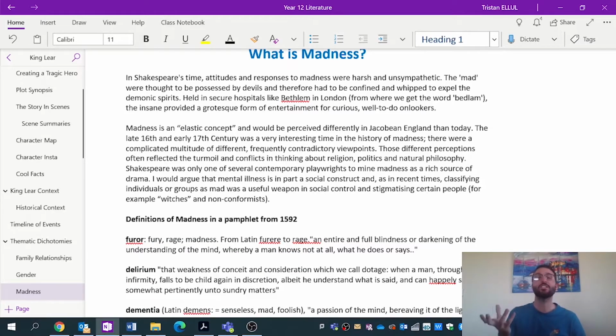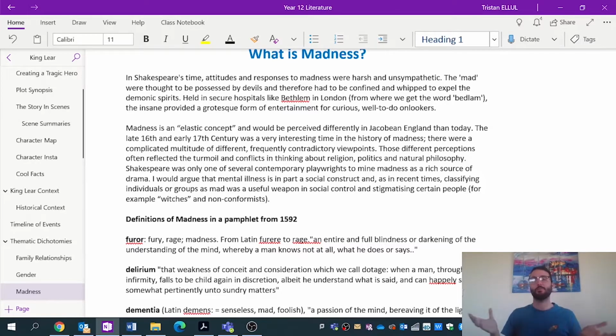Madness is an elastic concept and would be perceived differently in Jacobean England than today. The late 16th and 17th century was a very interesting time in history. There were a complicated multitude of different, frequently contradictory viewpoints. People did not understand it. And those different perceptions often reflected the turmoil and conflicts in thinking about religion, politics, and natural philosophy.